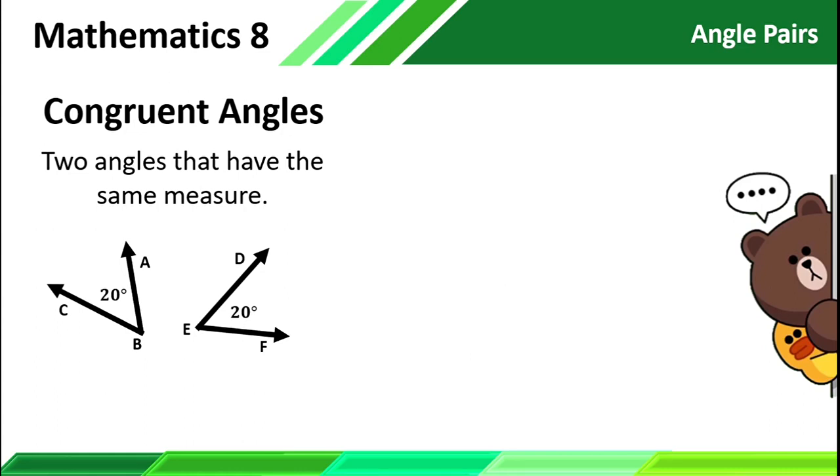When we say congruent angles, these are two angles that have the same measure. So for example, I have here angle ABC and angle DEF. As you can see, they have the same measure, which is 20 degrees. So we can say that angle ABC and angle DEF are congruent angles.